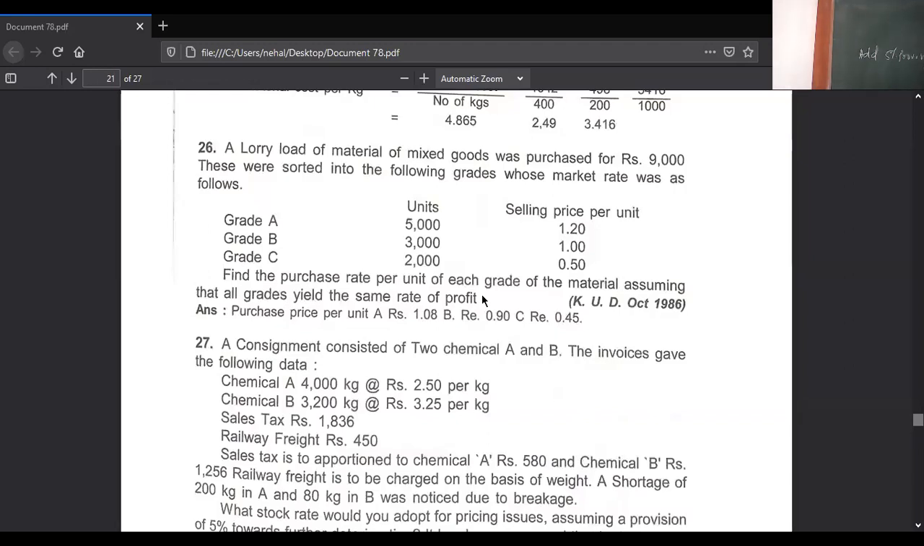What is profit? 1000. What is selling price? Total selling price is 10,000. 1000 divided by 10,000 into 100. 10% is the profit. In the selling price, you deduct 10%. First, 1 rupee 25 paisa is there. Okay, 10% of 1 rupee 25 paisa is 1.2.